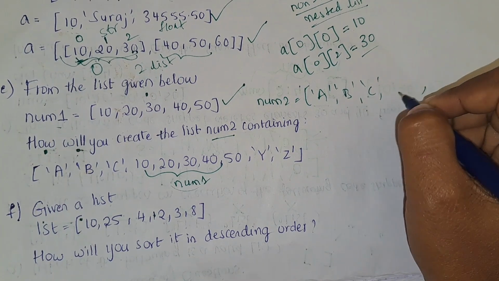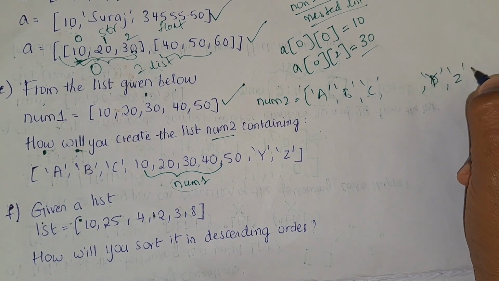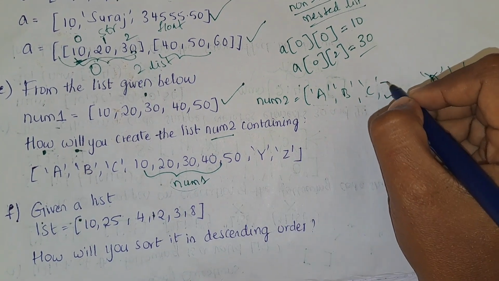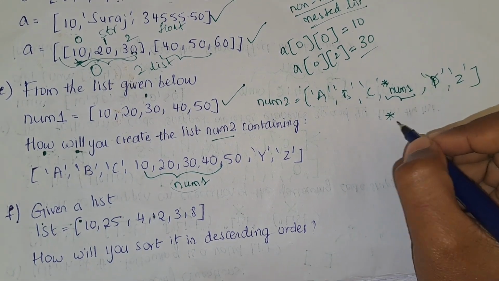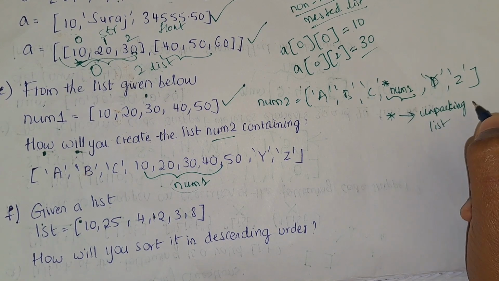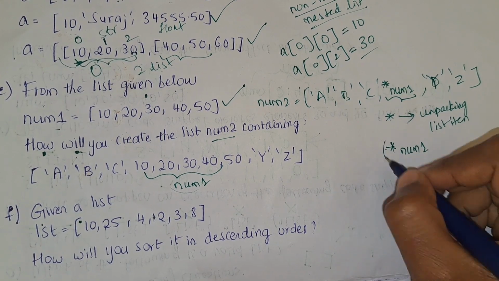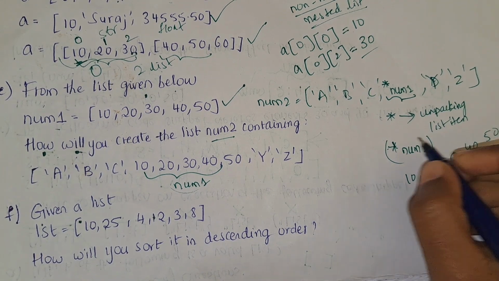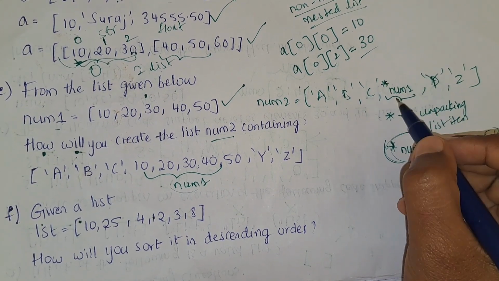So here I will store all the elements of num1 and then Y and then Z. But how can I store all the elements of num1? I am just using the asterisk symbol and num1. This asterisk represents the unpacking of elements from the list. Whenever you print asterisk num1, you will get 10, 20, 30, 40, 50. This will unpack the items in the list. So that's why I have mentioned asterisk num1.